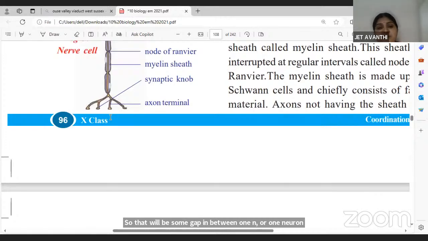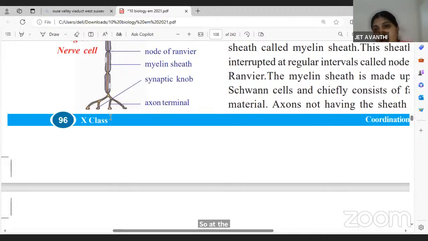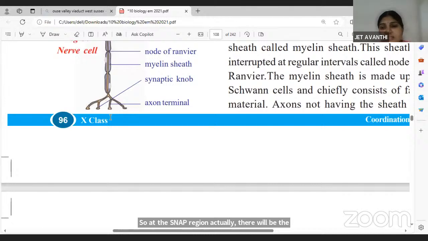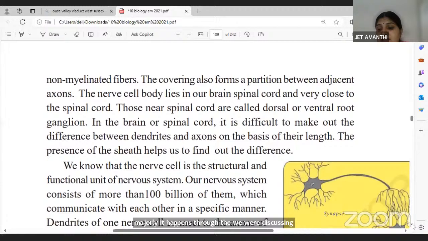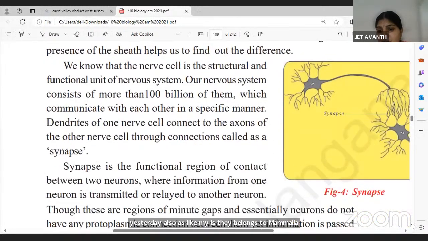At the synapse region, there will be the generation of electric impulses, and those impulses will be carried all along the nerve cell until they reach the target site, which may be the brain or the spine. In such a way, the coordination will be happening. Majorly it happens through the nerve cells, children. As we were discussing yesterday also, as mammals, we belong to Mammalia, so we have a highly evolved coordinating system in the form of nerve cells.